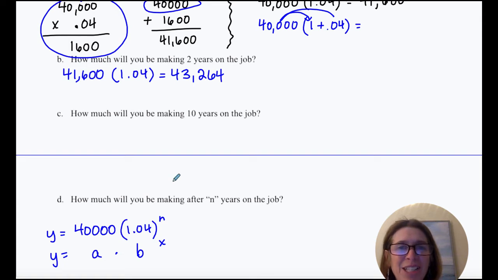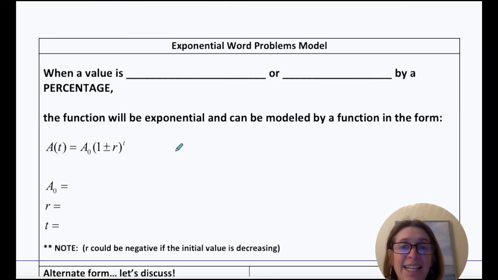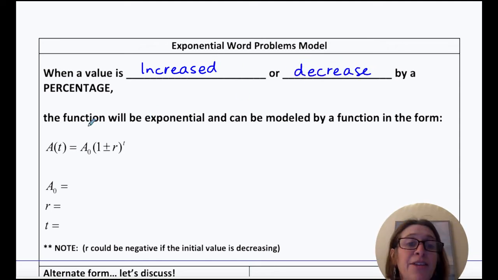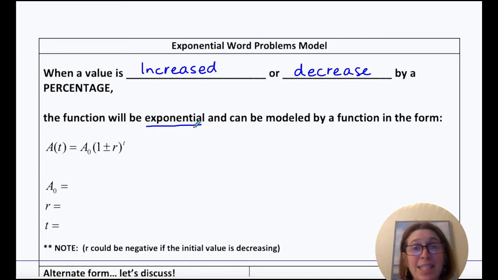Okay? All right, so here's your lesson. That was what I really wanted you guys to investigate in class today. I'm sorry we ran out of time. But we're going to look at this as an exponential model, okay? So when a value is increased or decreased by a percentage, the function is going to be exponential. Because a percentage is a decimal is a fraction is a ratio, and we've said that exponential models go up by a constant ratio each time.